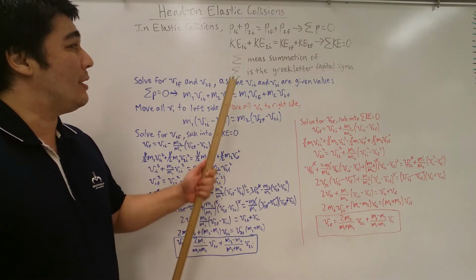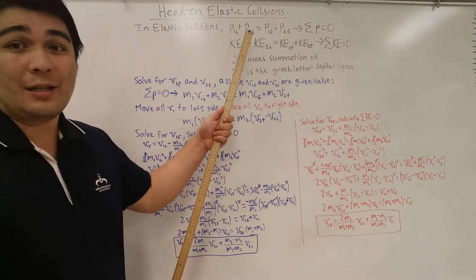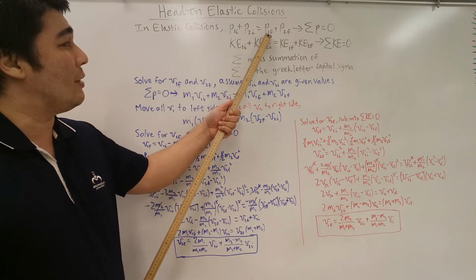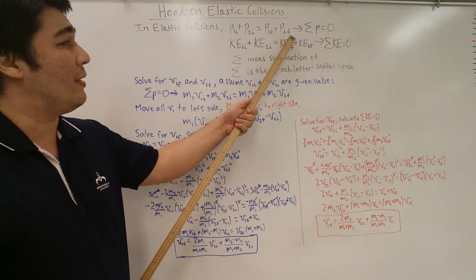So what I wanted to do was write out the conservation laws over here at the top. That's why P1 initial plus P2 initial is equal to P1 final plus P2 final.